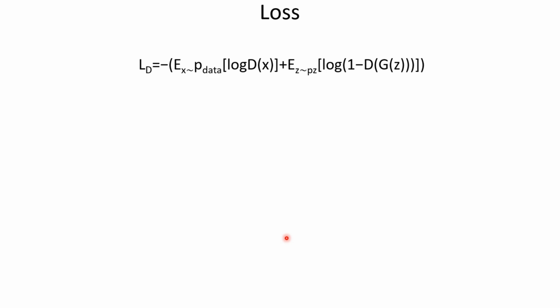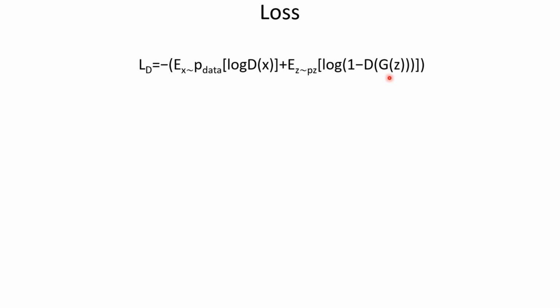We can now express these objectives in terms of loss functions that both networks aim to minimize during training. The discriminator's loss function consists of two components. The first term calculates the expected log probability that D correctly classifies real data X as real, with the goal of achieving a value close to 1 for minimal loss. The second term evaluates the expected log probability that the discriminator identifies the generated data as fake, where we want D of G of Z to approach 0 for minimal loss.